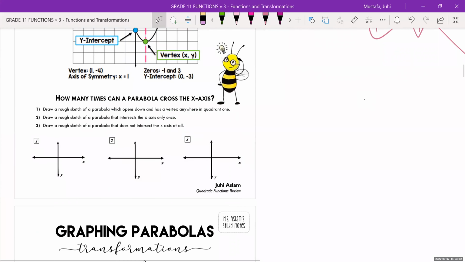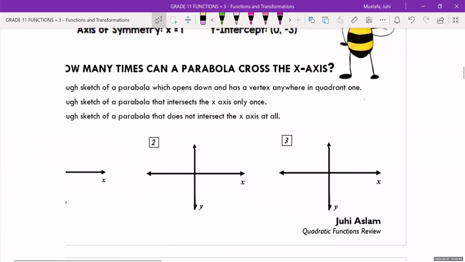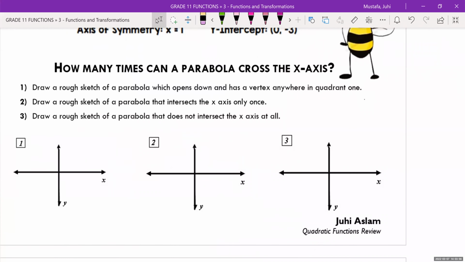Okay, so based on this knowledge, let's try and answer some of these questions. It says, how many times can a parabola cross the x-axis? We already did that. Draw a rough sketch of a parabola which opens down. I always call it, if it opens up, it looks like the letter U. If it opens down, it looks like the letter N. So it opens down and it has a vertex anywhere in quadrant 1. To answer this question, we first need to know how to label our quadrants. So this is quadrant 1, this is quadrant 2, this is quadrant 3, and this is quadrant 4.